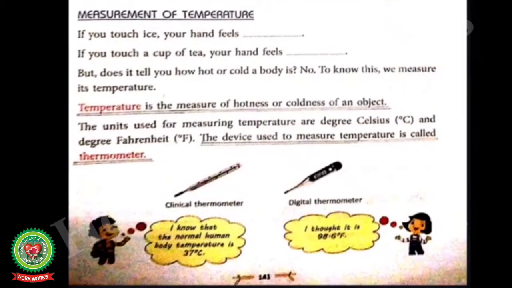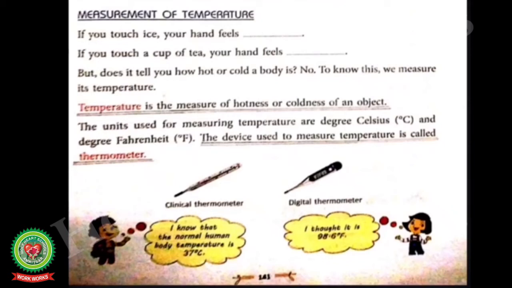Let's read. If you touch ice, your hand feels cold. If you touch a cup of tea, your hand feels hot. But does it tell you how hot or cold a body is? No. To know this, we measure its temperature. Temperature is the measure of hotness or coldness of an object. Students, underline this line and come to the next line.